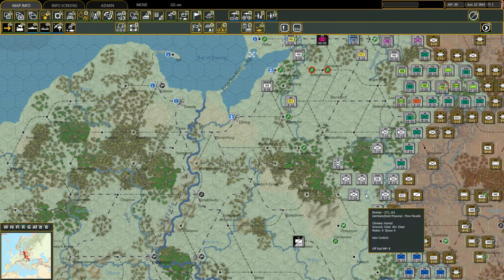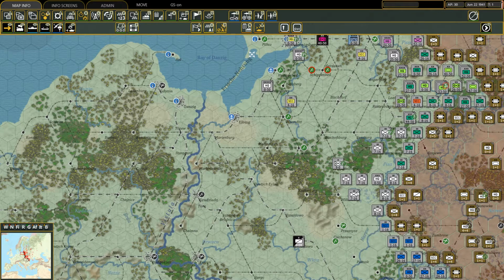If, however, we go here, it says off rail MP 8, even though we are just 2 hexes away from a hex containing a railway track. Why is this? Honestly, I don't know. So if you know, please let me know in the comment section here below.